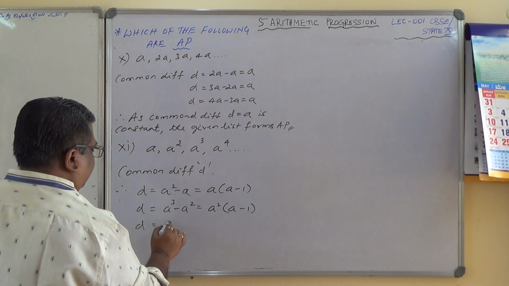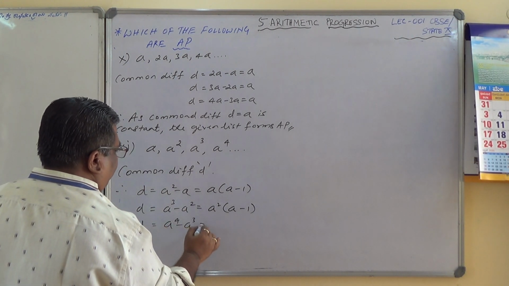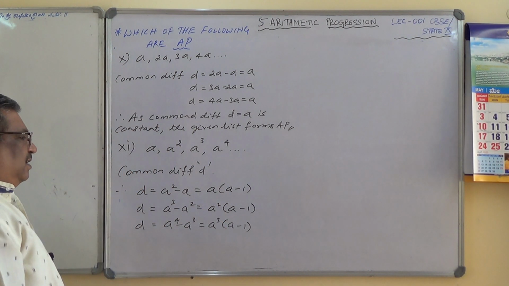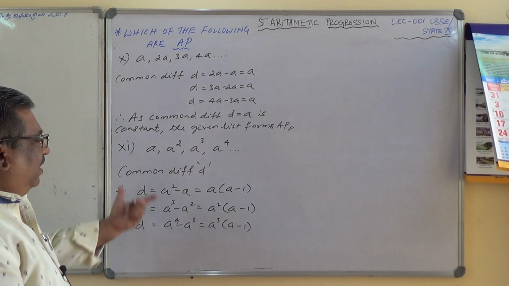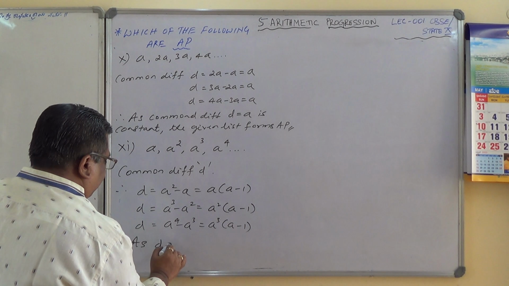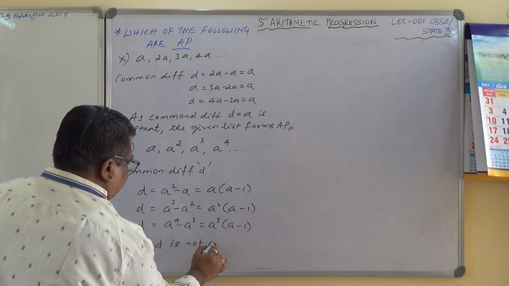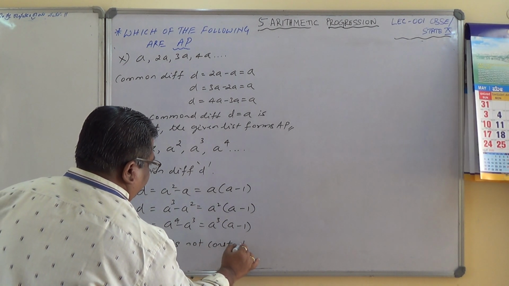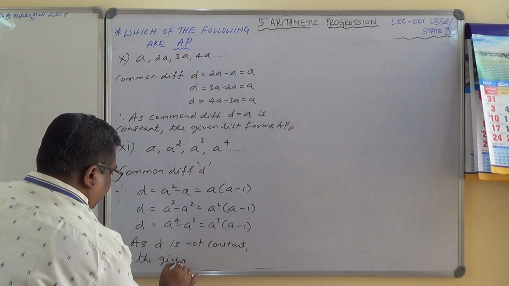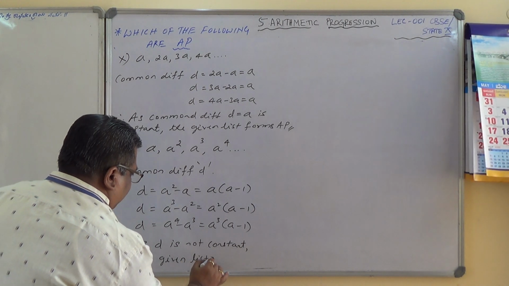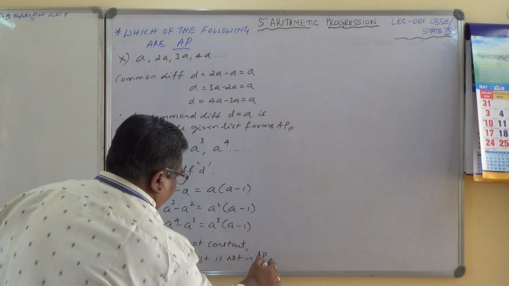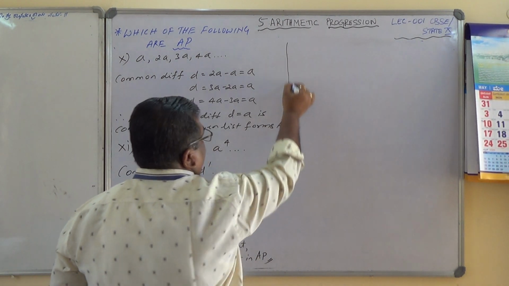Then D equals A to the power 4 minus A cube. A cube, if I take, A minus 1. Check whether these are correct. Common difference, is it same here? No, it is not same. Therefore, as D is not constant, the given list is not in arithmetic progression. Next question.